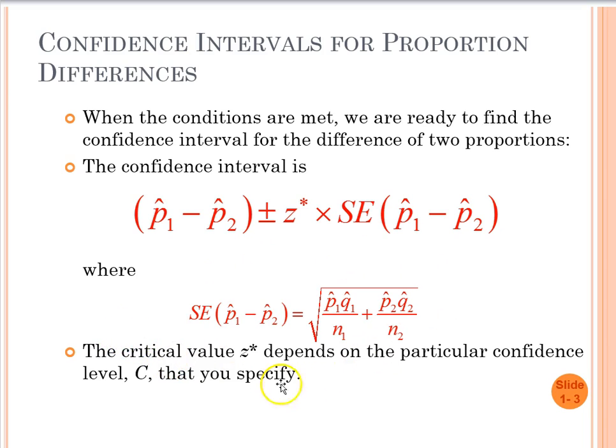Remember that the most important part is in creating this standard error, that we're dealing with our samples separately. We're not pooling them together like we did for the Z statistics. This is because we're not making any sort of assumptions about where we think the true difference actually is. And so because we're making no assumptions, we're just using our samples separately.